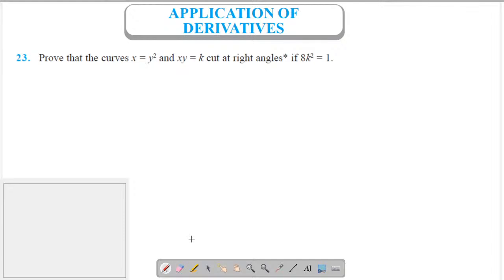Okay, so if the curves cut at a right angle, it means the tangents at the point of intersection should be perpendicular to each other. If the curves are cutting at right angle, then the tangents drawn at the point of intersection should be perpendicular to each other. So that is the concept we'll see. Okay, so we'll use that property, and before that, let's try to find out the slope of the tangent to the curves.